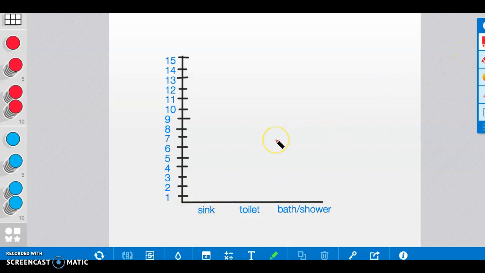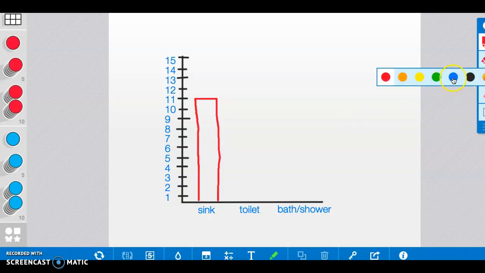Yesterday I was counting just for me by myself, and I used the sink 11 times. So I'm going to draw a line all the way up to 11 and make a rectangle that goes down. You can do that too. And I think I'm going to change my colors, and you don't have to, only if you want to.